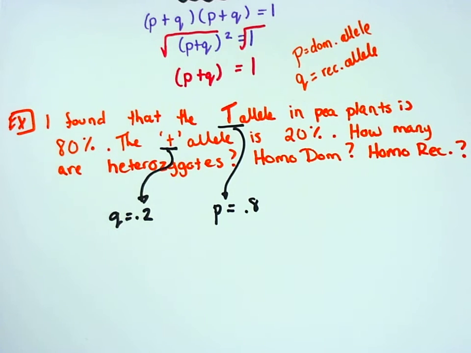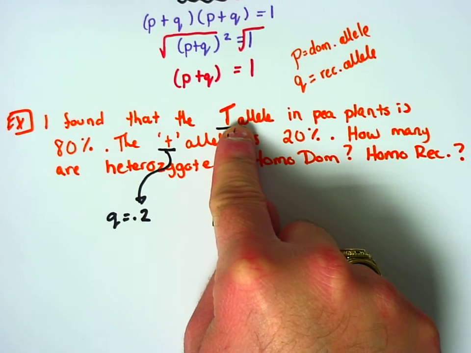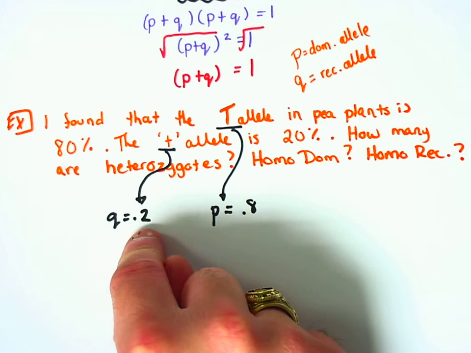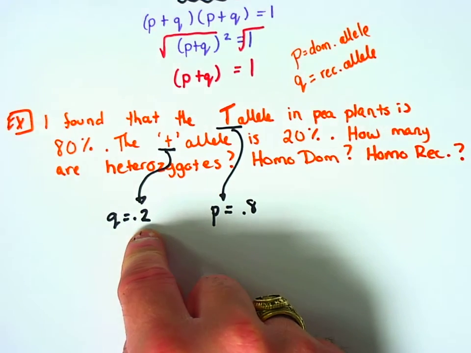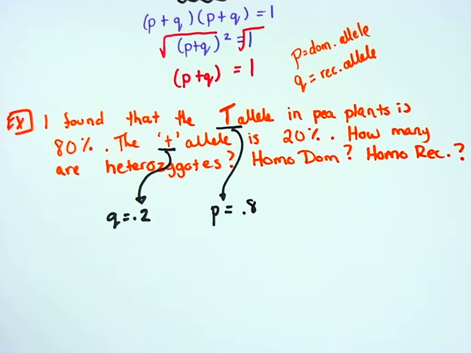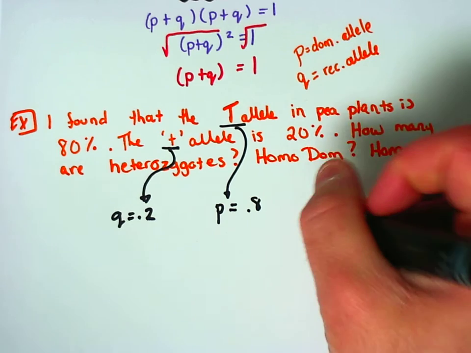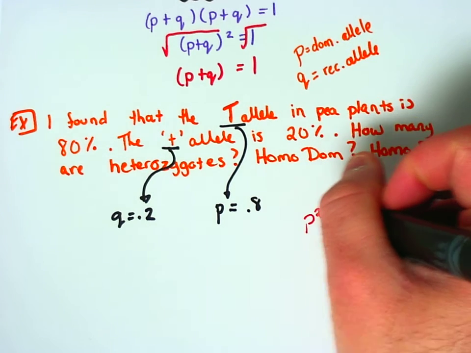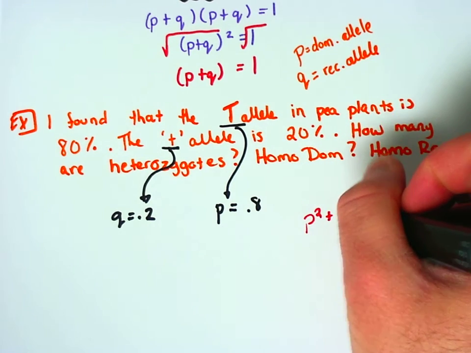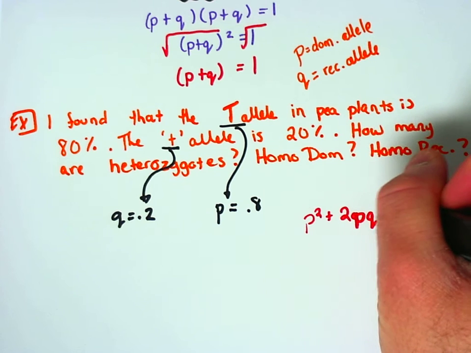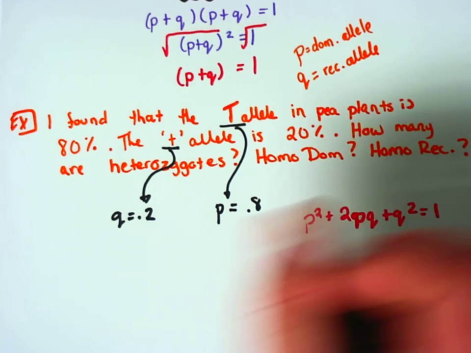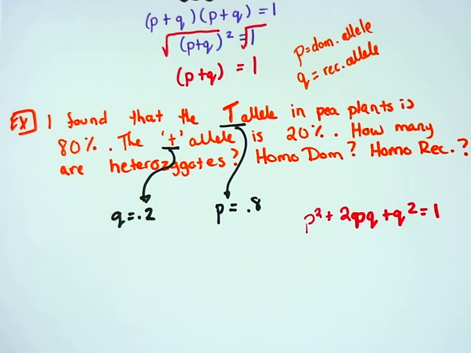Now, if you think about it, if I'd only given you the big T allele, you could have solved for the little t as being 20% because 100% minus 80% is 20%. Now let's look at our equation. p squared plus 2pq plus q squared is equal to 1, right? Okay, well, what do you want to solve for first?